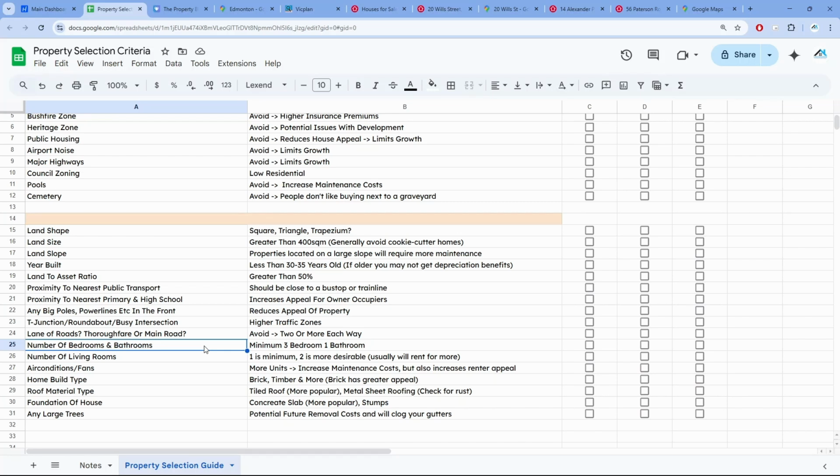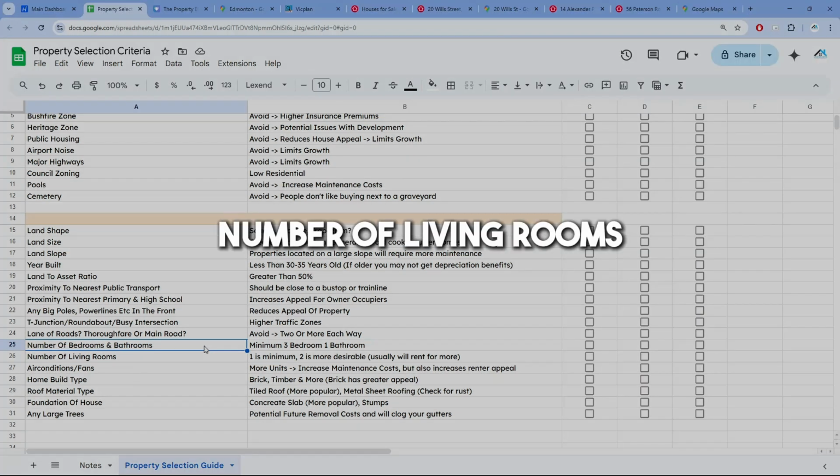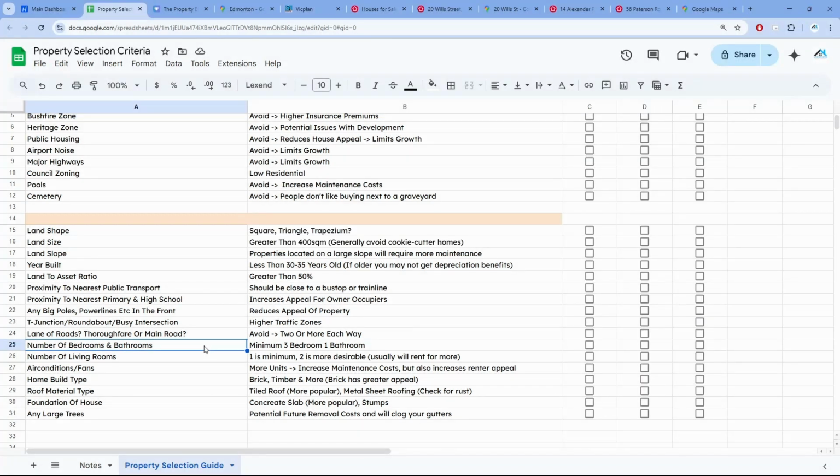At minimum, we want to be looking at 3-bedroom by 1-bathroom houses, and for townhouses, we can look at 2x1s or more. 2x1s is the absolute bare minimum, right? Minimum 3-bedroom, 1-bathroom houses. Number of living rooms: 1 is an absolute minimum. If you have 2 living rooms, that is more desirable. You will get more rent for that property. So if you do have a house that's a 3x1 but with 2 living rooms or 2 family rooms, then yes.